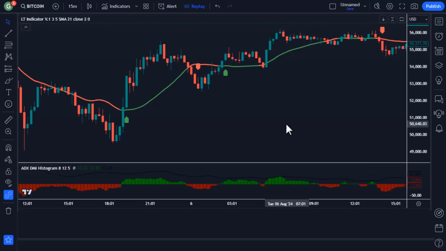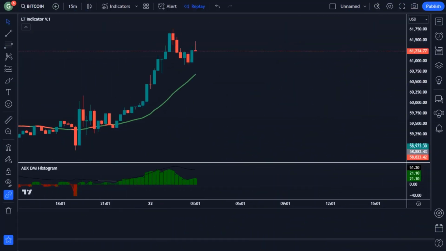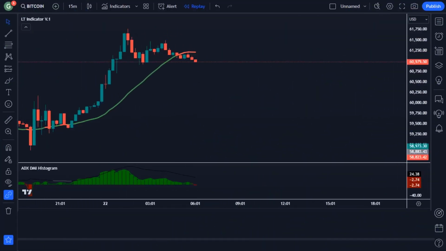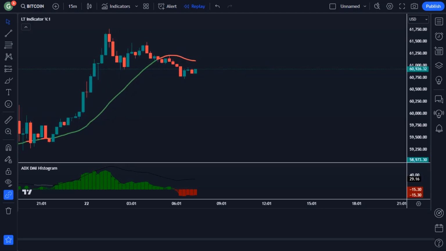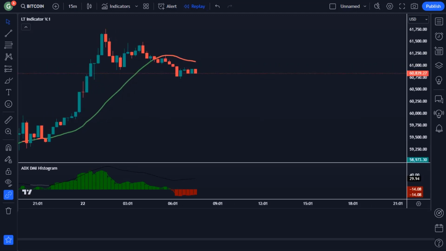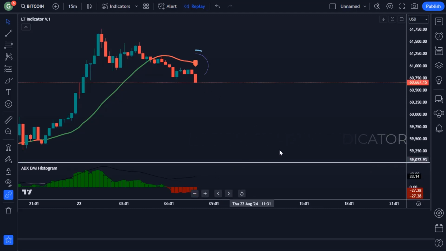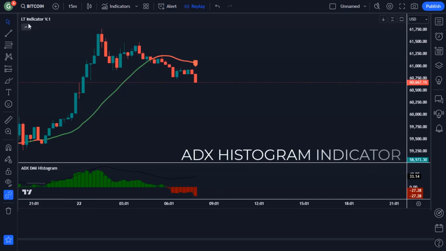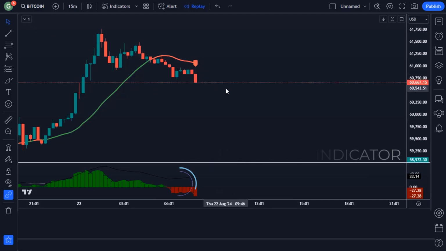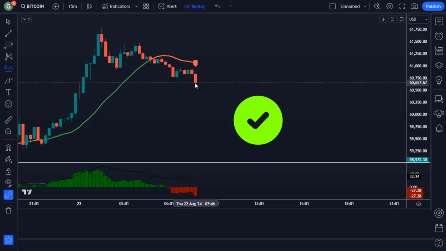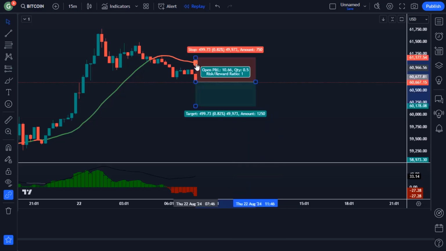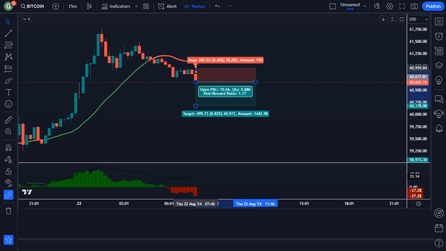Let's see how we use these trading setups. When the Logical Trading indicator gives us a sell signal, when the ADX Histogram with DI Lines shows a red histogram, and when the market forms a bearish candle, if these conditions are fulfilled, then we will place a sell order. Our stop loss is to be placed at the high of the previous candle of the signal candle, and the risk to reward ratio will be 1 to 1.5.